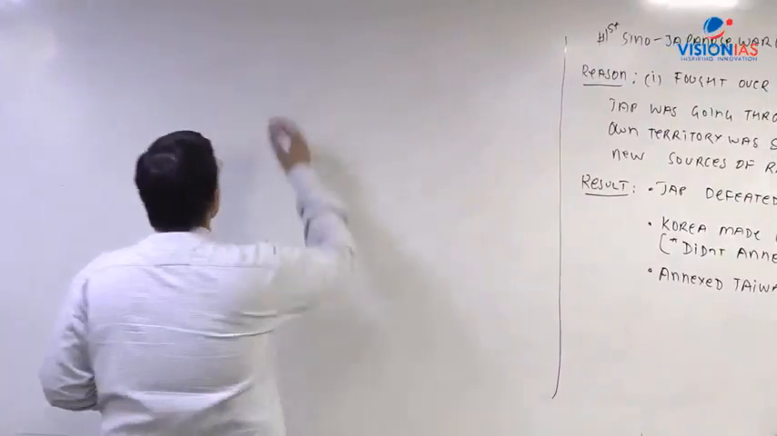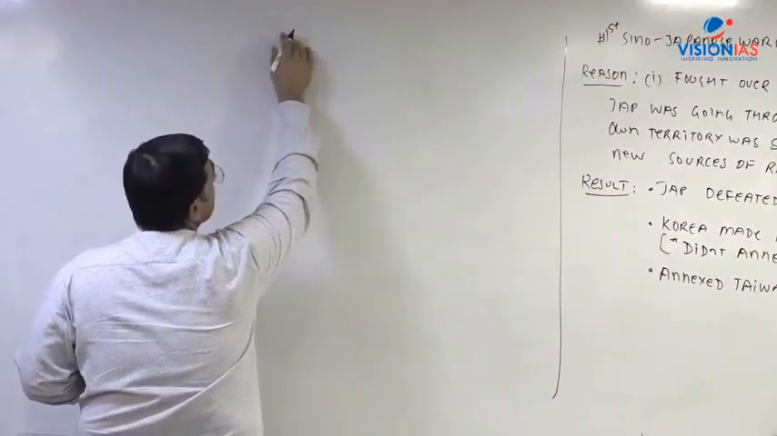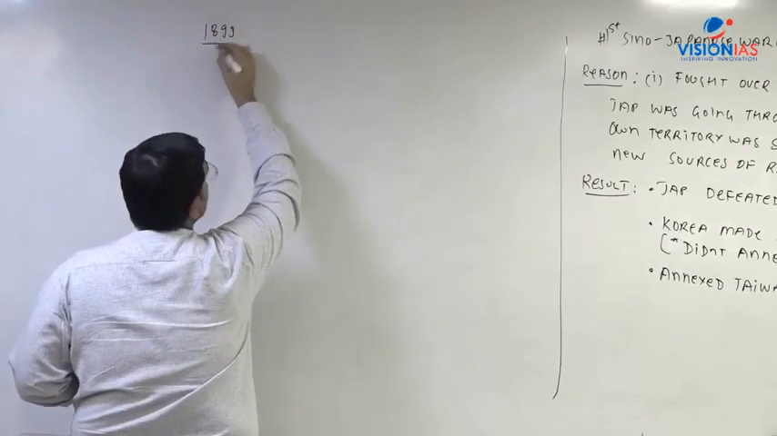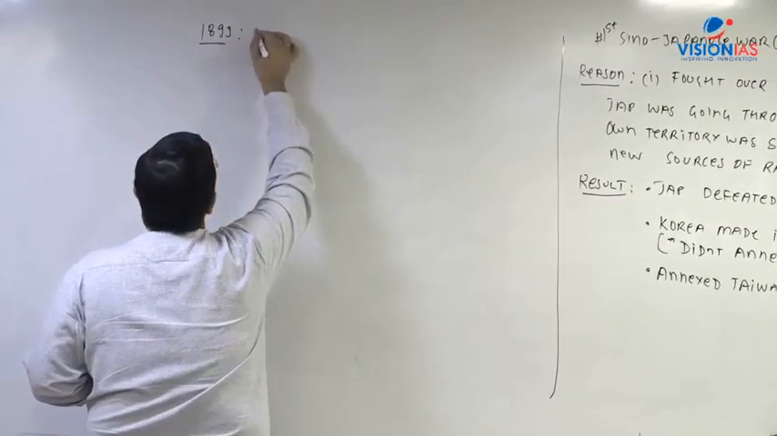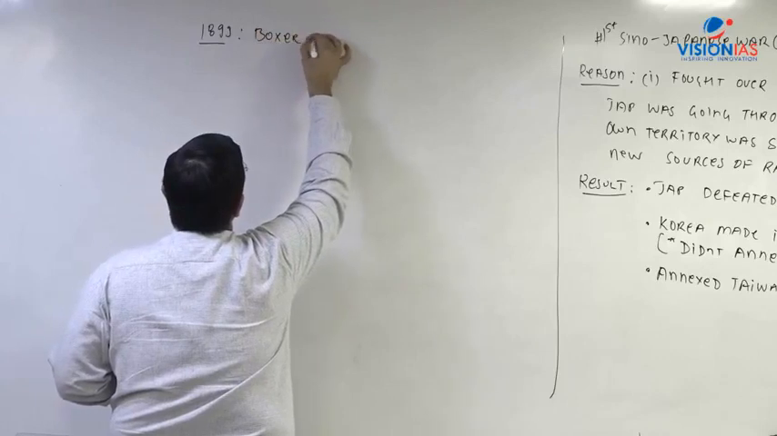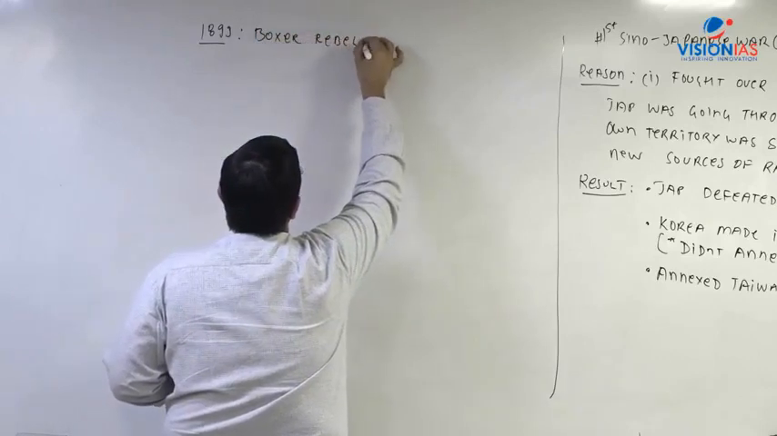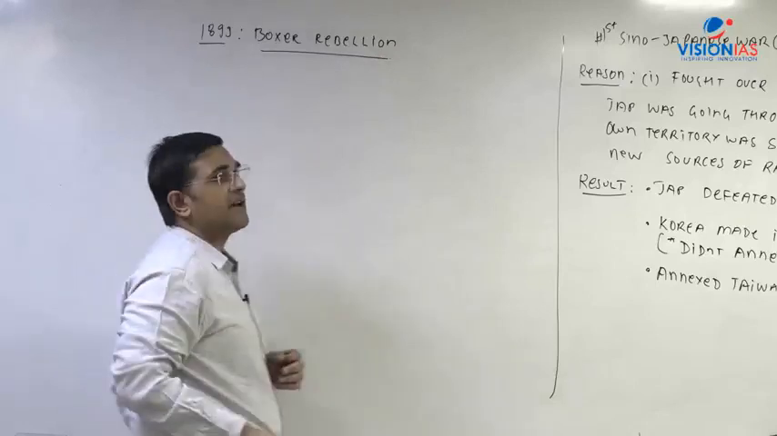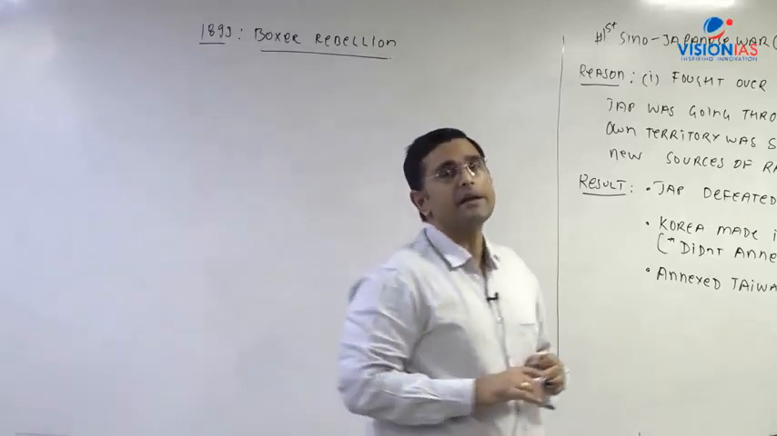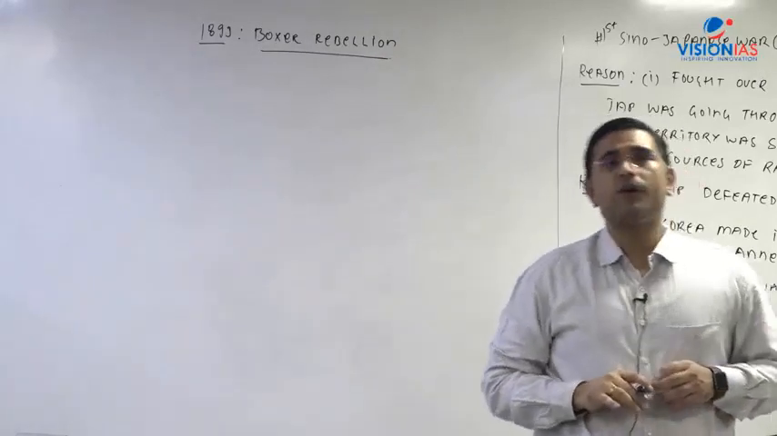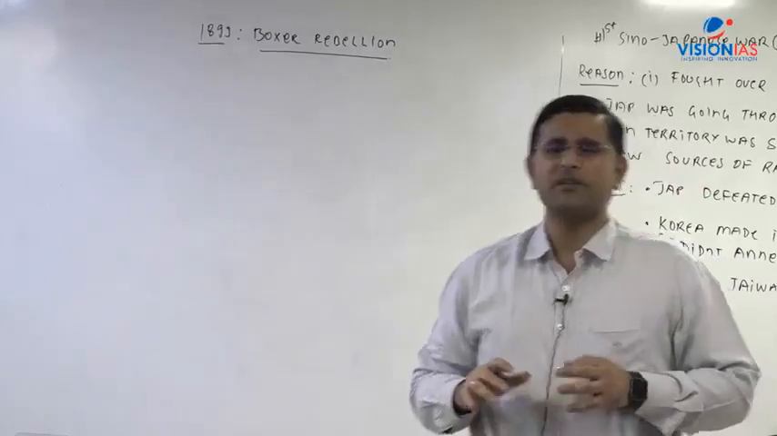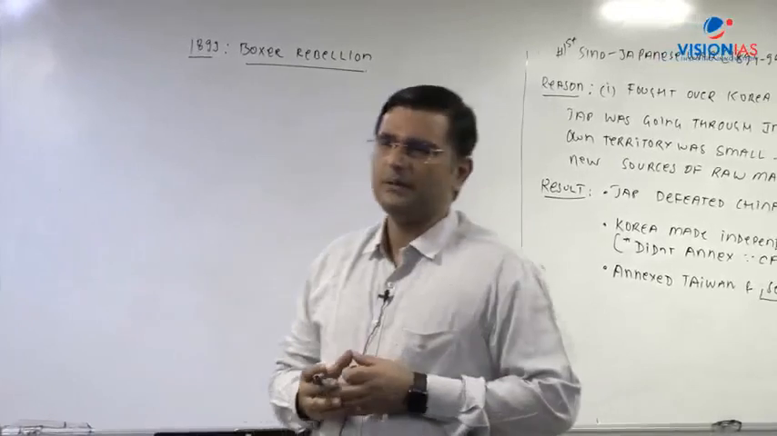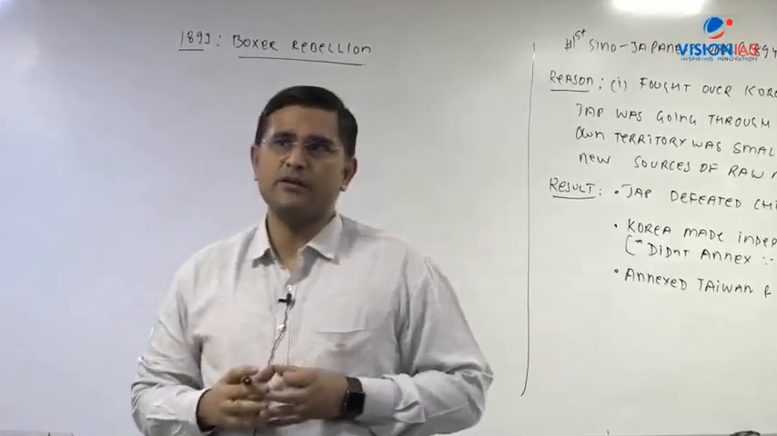The next event which happens is the Boxer Rebellion in 1899. What is this Boxer Rebellion? Do a Google search on why it is called the Boxer Rebellion. We just call it the Boxer Rebellion, okay? Right now I cannot recall why it is called the Boxer Rebellion.